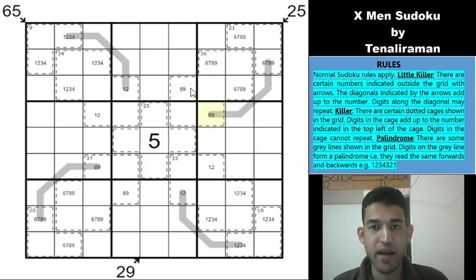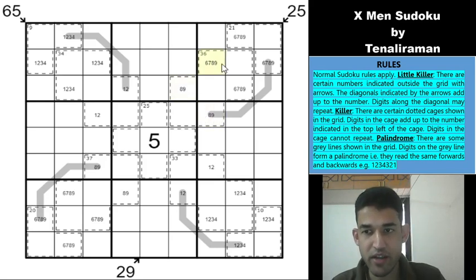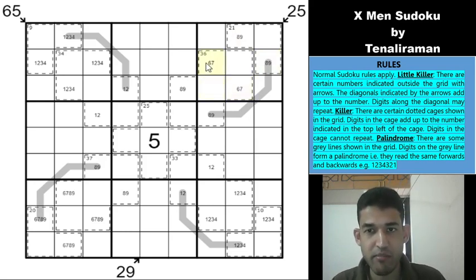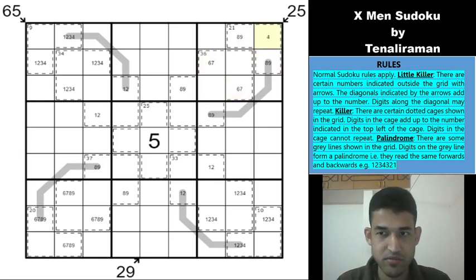Okay, you have an 8, 9 pair here, right? Which means inside the cage you cannot have 8, 9 anymore. So both of these cells can't be 8, 9. I'm sorry, I would have to remove the 8, 9, right? So they become 6, 7. And now we can remove the 6, 7 from here because we have a pair here, and that gives a 4 here, right?